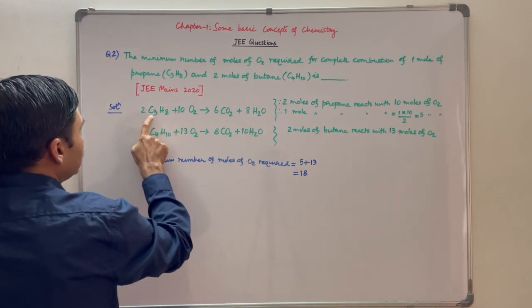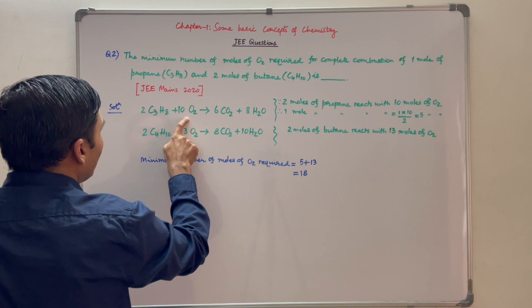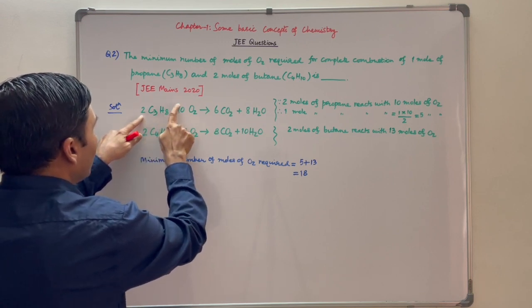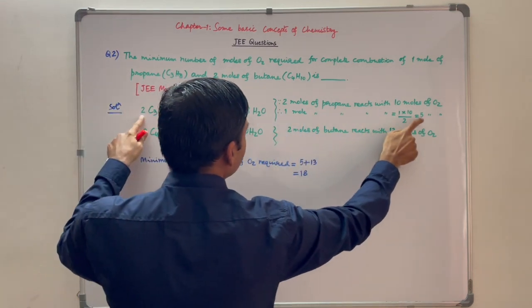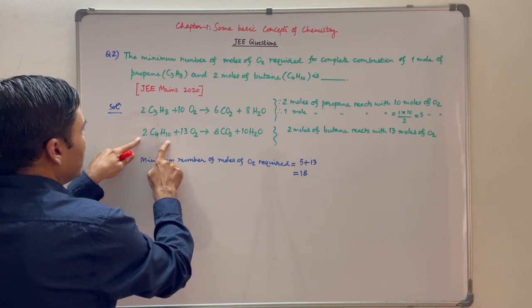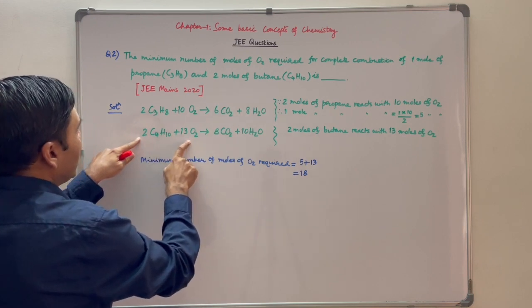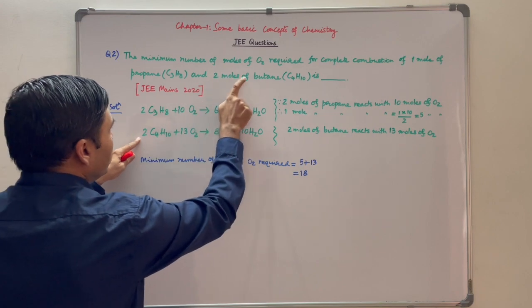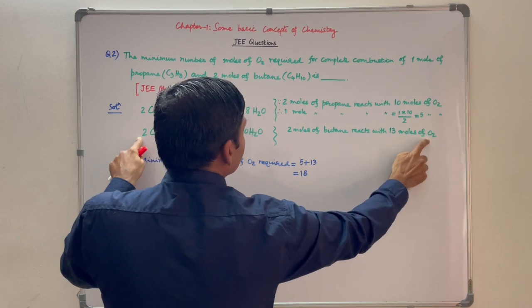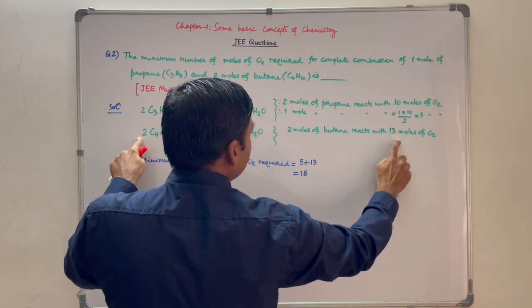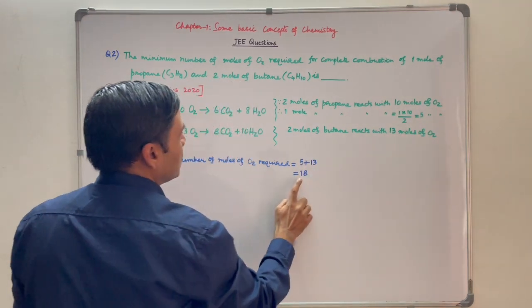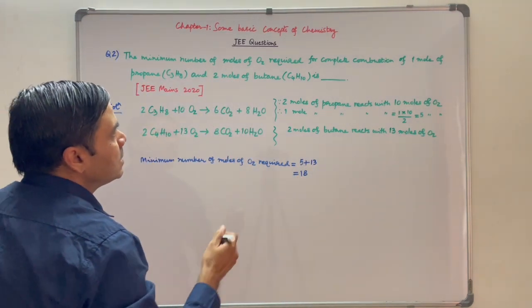Now 2 moles of C3H8 react with 10 moles of O2. We have to find out how many moles of O2 will react with 1 mole of C3H8. So it will be 5 moles of O2. 2 moles of C4H10 react with 13 moles of O2, and we need the same 2 moles of butane. So it will be 13 moles of O2. Combining these two, the minimum number of moles of O2 required will be 5 plus 13. That will be 18. So the answer is 18.